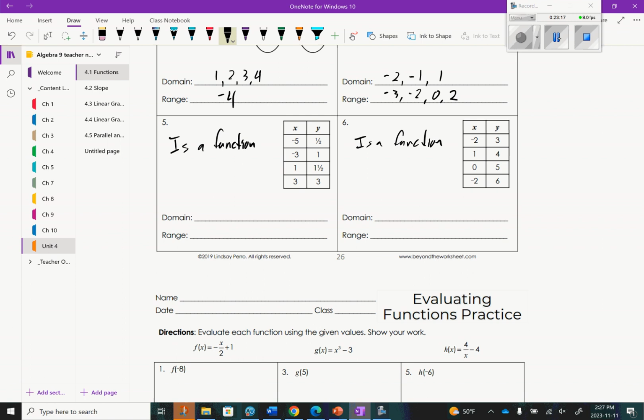Wait a minute. Hopefully you caught that. Look carefully.